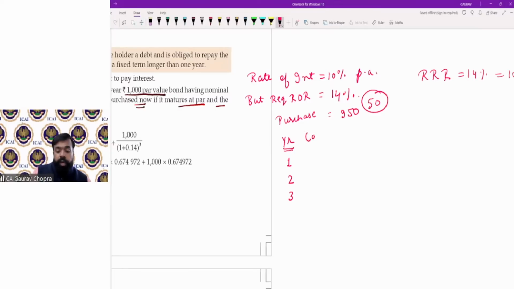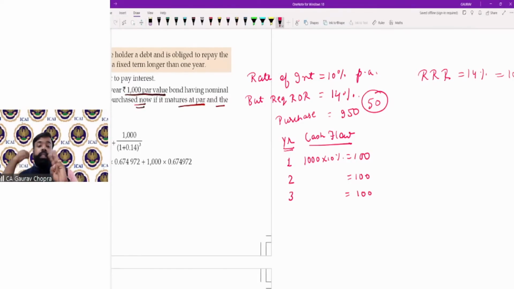Then we will write cash flow. Cash flow मतलब कितना कितना पैसा हमें मिलेगा. फर्स्ट ईयर में मिलेगा इंटरेस्ट, ओनली इंटरेस्ट मिलेगा. 1,000 रुपीज का 10% कितना होता है? 100. सेकेंड ईयर में भी कितना मिलेगा? 100. थर्ड ईयर में भी 100 का इंटरेस्ट मिलेगा.